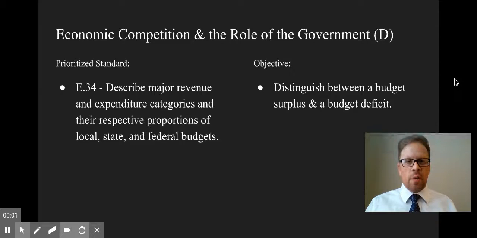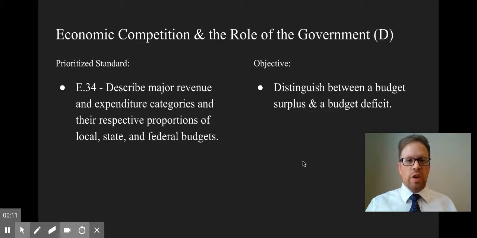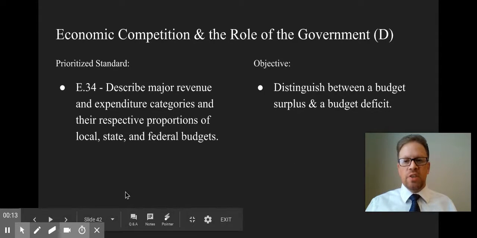Hello, this is Economic Competition, the role of the government, Section D, Government Budget Making Process. Our prioritized standard is Economic Standard 34. Objectively, we're going to distinguish between budget surplus and a budget deficit.